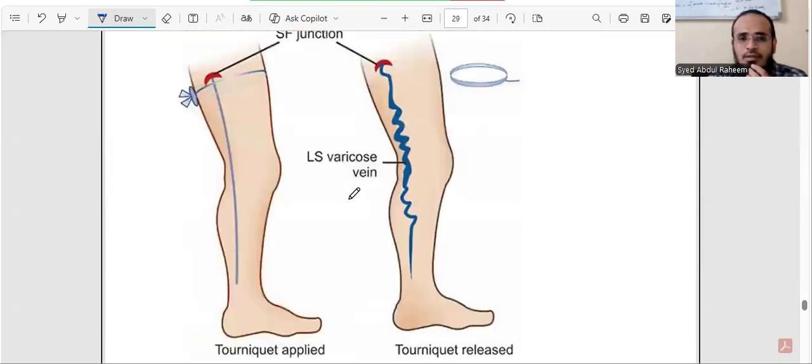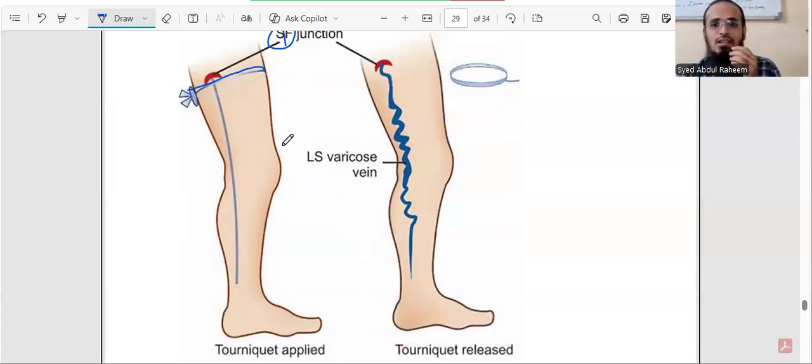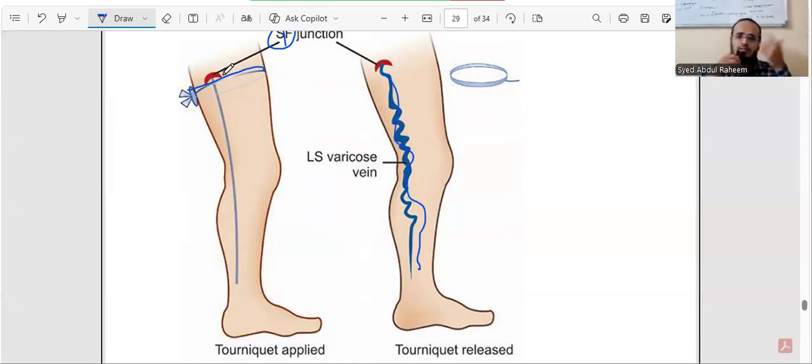And here is the SF junction, the saphenofemoral junction. What will happen? You tied here, or you kept your thumb there, and advise the patient to stand for some time. Tie any rubber band, any tourniquet, any tight rubber, and tell the person to stand. After some time, release the tourniquet. The veins are visible, but in a wave form like this, it means they are varicose veins.